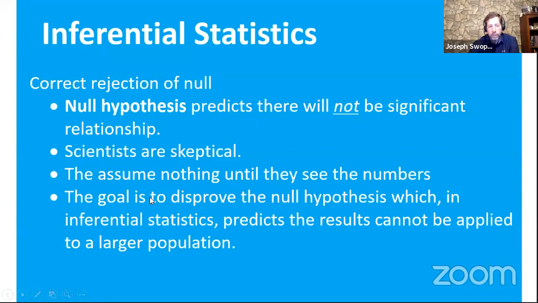The goal of researchers is to disprove the null hypothesis, which in inferential statistics predicts the results cannot be applied to a larger population. I'll say that again. The goal is to disprove the null hypothesis, which predicts the results cannot be applied to a larger population. So the null basically says your p-value is going to be pretty big, and we want to prove the null wrong.